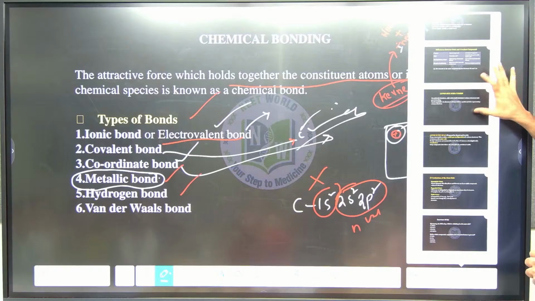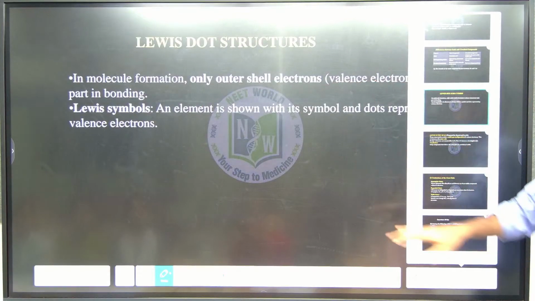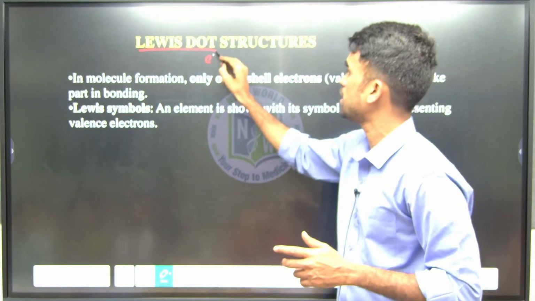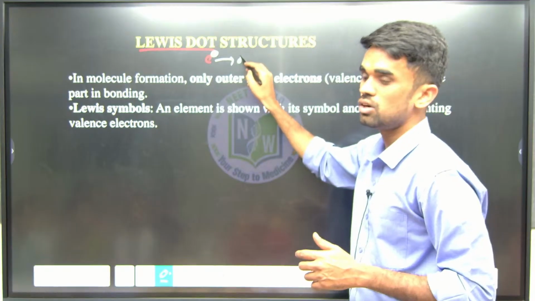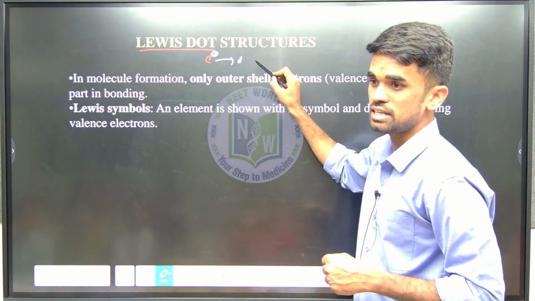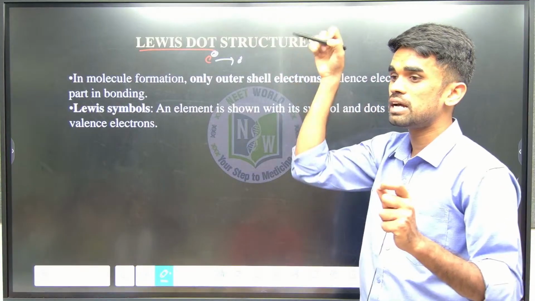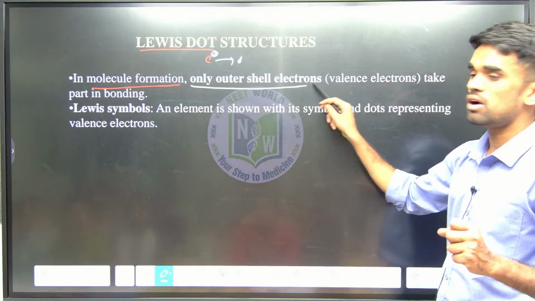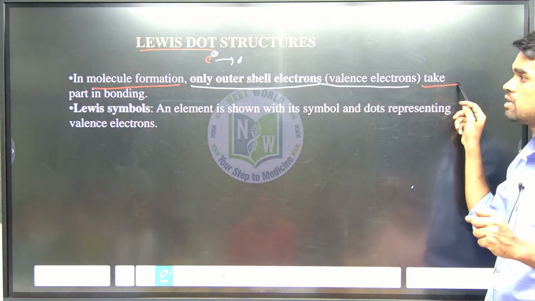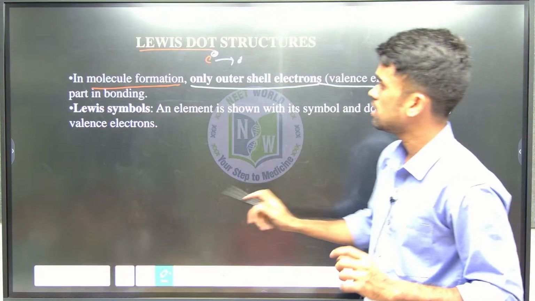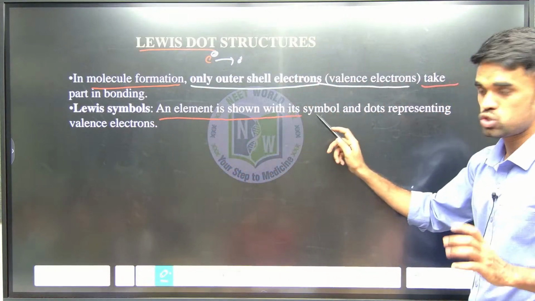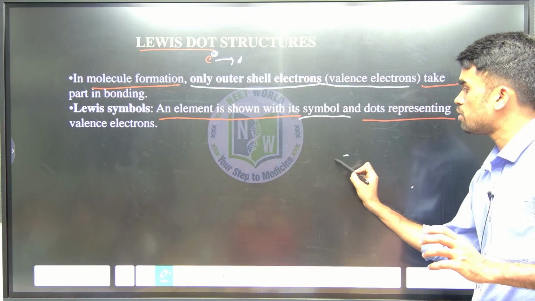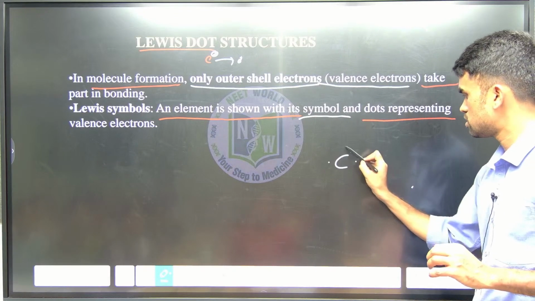We have already studied the Lewis dot structure almost. In the Lewis dot structure, the electron is considered to be a dot. Whatever valence electrons are there in an atom should be indicated as dots around that atom. In molecule formation, only outer shell electrons, the valence electrons, take part in bonding. In Lewis symbols, an element is shown with its symbol and dots. For carbon, how many valence electrons are there? So 4 dots.